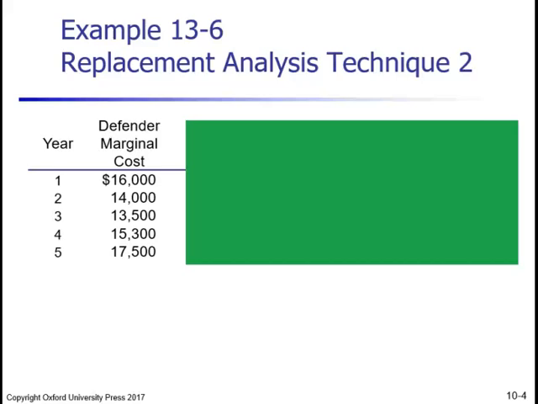It seems that you are completely limited in calculating the EUAC, because in this case, the defender marginal cost is decreasing from year 1 to 2 decreasing, 2 to 3 decreasing. So you are supposed to use technique 2. And for doing technique 2, you need to go and calculate EUAC mean.